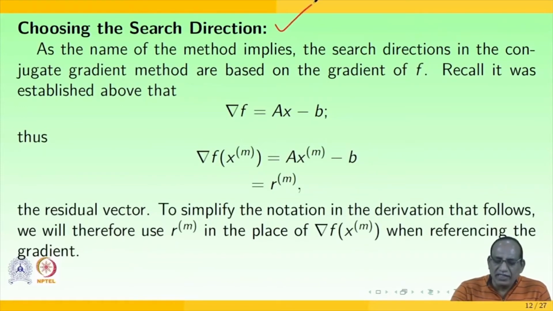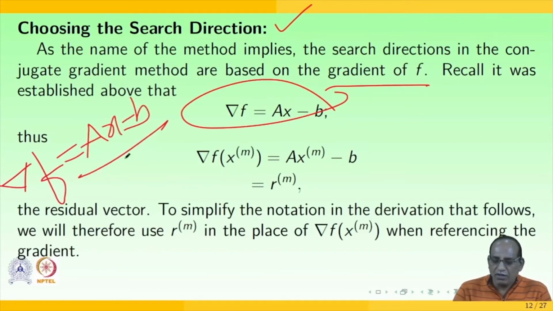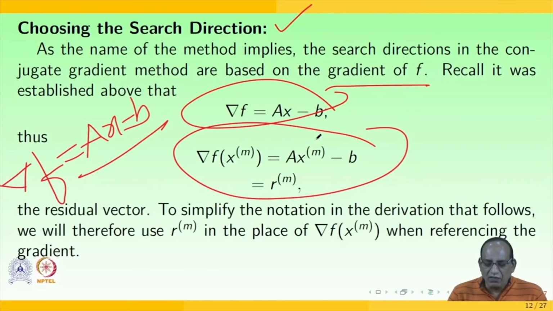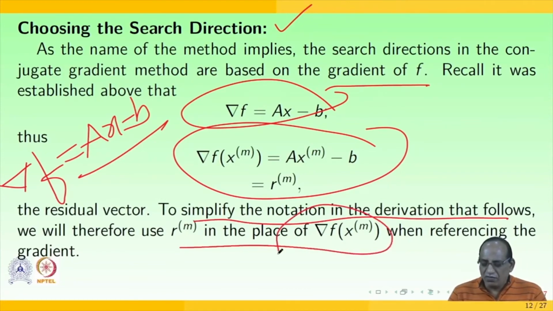Now choosing the search direction, as the name of the method implies, the search directions in the conjugate gradient method are based on the gradient of f. Recall that the gradient of f is Ax minus b. Then the gradient of f at x_m is Ax_m minus b, which is r_m, the residual vector. To simplify the notation in the derivation that follows, we will usually use r_m in place of the gradient of f at x_m when referencing the gradient.